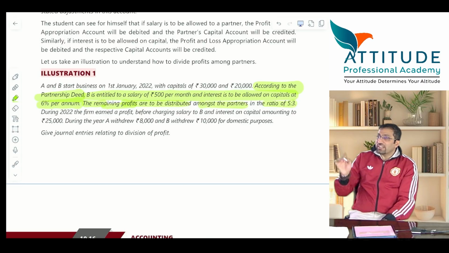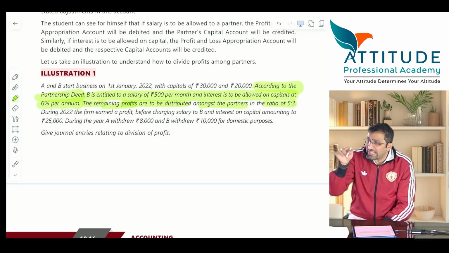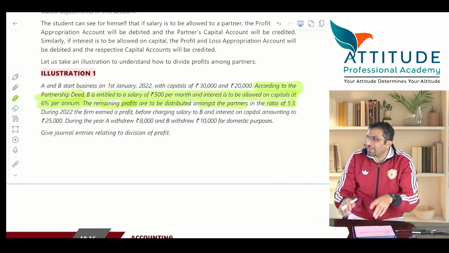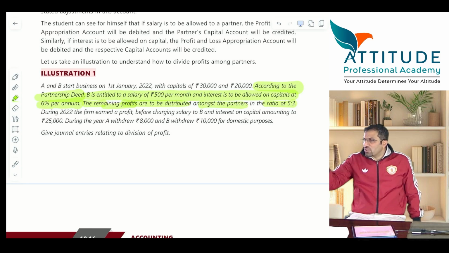There. So even the partner profit sharing ratio is given. If partners profit sharing ratio is given in the partnership deed, then it will not be equal. It will be according to the partnership deed. Partnership deed बोलता है 5:3. Profit should be in the ratio of 5:3.